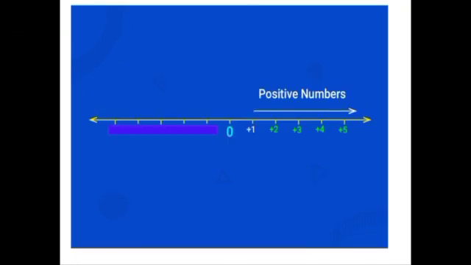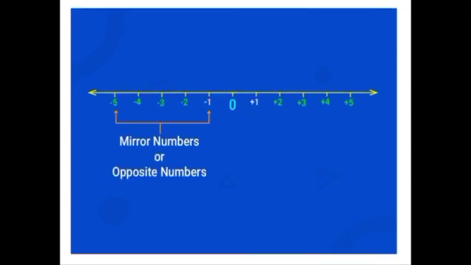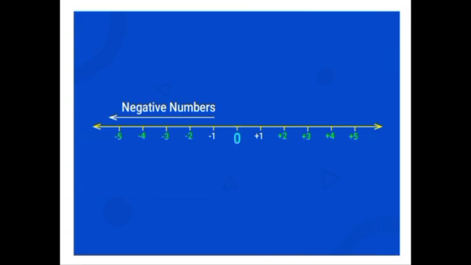The natural numbers, that means 1, 2, 3, 4, 5 and so on, are all known as positive numbers. Now I am going to place a mirror at 0. If I place a mirror at 0, I can get the images of plus 1, plus 2, plus 3, plus 4, plus 5 and so on. With a minus sign, the mirror numbers are known as opposite numbers, otherwise negative numbers. The negative of plus 1 is minus 1, of plus 2 is minus 2, of plus 3 is minus 3, of plus 4 is minus 4 and so on.